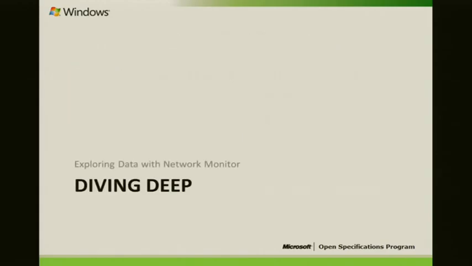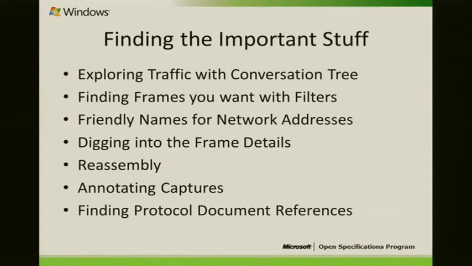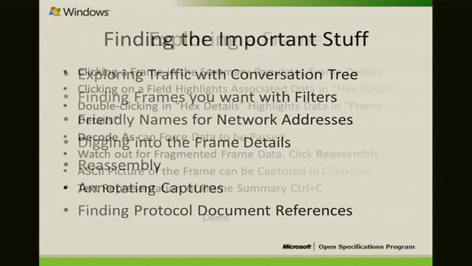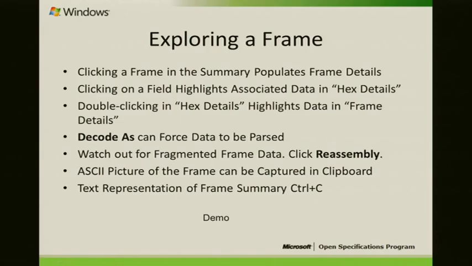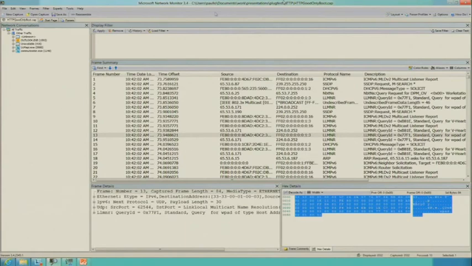So now we're going to go a little bit deeper into the analysis part of the product. We're going to talk about the conversation tree, because that's a pretty important feature of Network Monitor. Filtering, aliasing, which are friendly names, and reassembly, which is another important thing that sometimes trips people up. So let's actually open the product rather than looking at a slide.